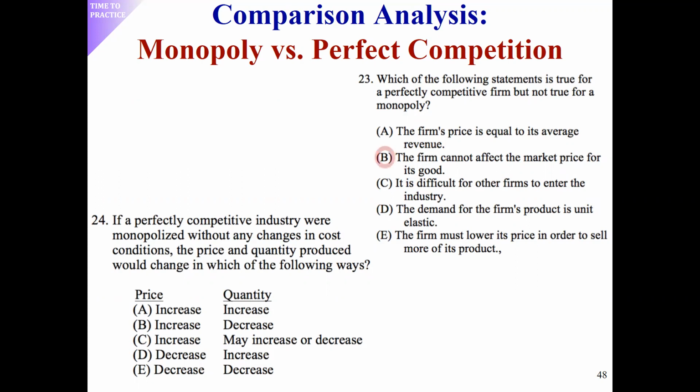All right, let's do 24. If a perfectly competitive industry were monopolized without any change in cost conditions, the price and quantity would change in which of the following ways?